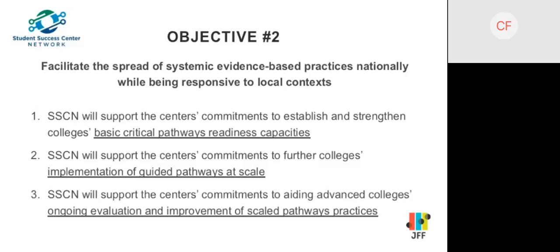How can we help each other, help our colleges that are at the basic building readiness capacities? How can we help each other with our colleges that are taking on implementing guided pathways at scale, just like the AACC colleges? And then what's next? What about the colleges who say that they're at scale, and they might have some of them scaled, but they still need to do this ongoing evaluation and improving their practices, and what are we going to do to be there for them to help support their work? So that's what Objective 2 is about.